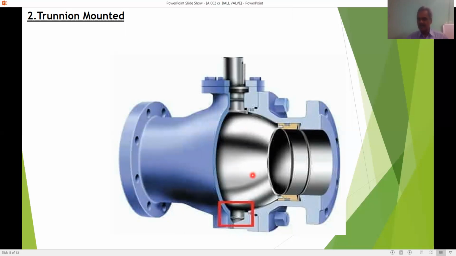Trunnion ball design requires a lower operating torque, hence it reduces the size of the actuator. A very small actuator would be there. This cost difference becomes an important factor when the pressure class and valve size increase. Is it clear?